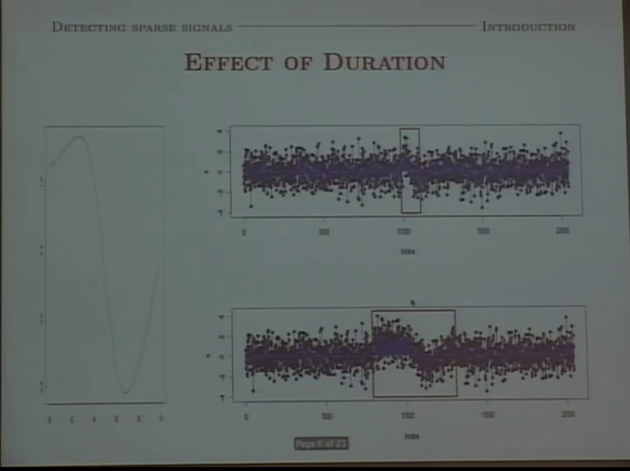Similar story for the duration. Again, if I insert this signal into the middle of this sequence, the difference between the top one and the bottom one is that the top one lasts only 100 positions, while the bottom one lasts 500 positions. Again, as you can tell, it's much easier to say that there is a signal in the bottom panel. So this gives us some intuition that when the amplitude of the signal is larger, it's easier to detect. When the duration is longer, it's also easier to detect.